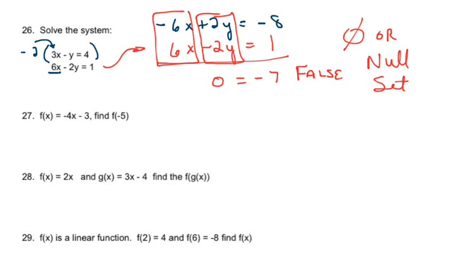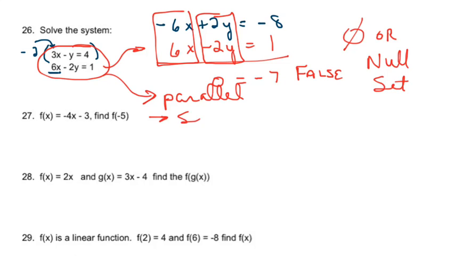It also means a couple of other things. In particular, it means these two lines are parallel lines, and that implies they have the same slope. So we could put them both in slope-intercept form, and we would find out they both have a slope of 3. Next up, problem 27.